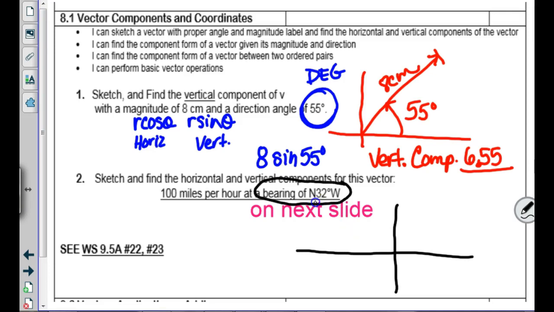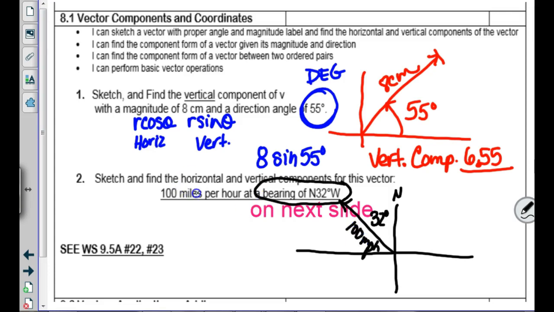Off of which one? The 32 is here or here? It starts on the first one, guys. Yes, it's here, 32. Okay, it's off of north towards the west. So how are we going to find it? So we drew it and we can label it 100 miles per hour.